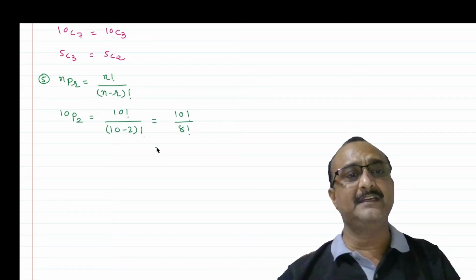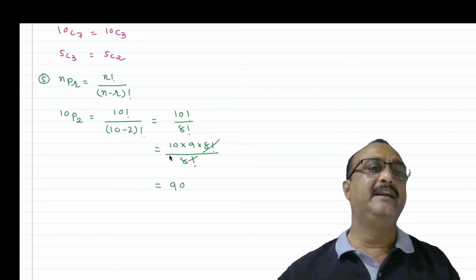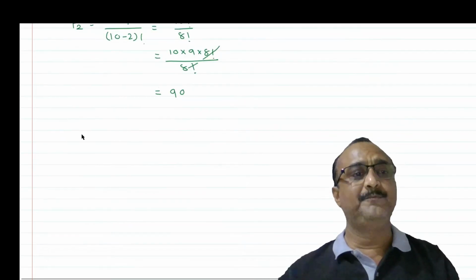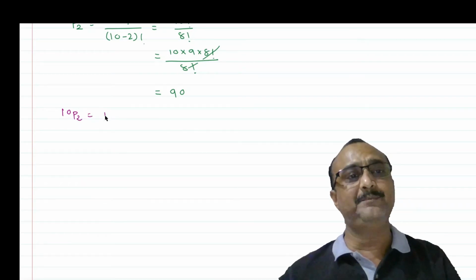It can be expanded as 10 into 9 into 8 factorial divided by 8 factorial. 8 factorial and 8 factorial cancel out. 10 into 9 equals 90. So our answer is 90. Again, this is a tedious process. So here we are using the shortcut: 10P2 equal to 10 into 9 equal to 90.